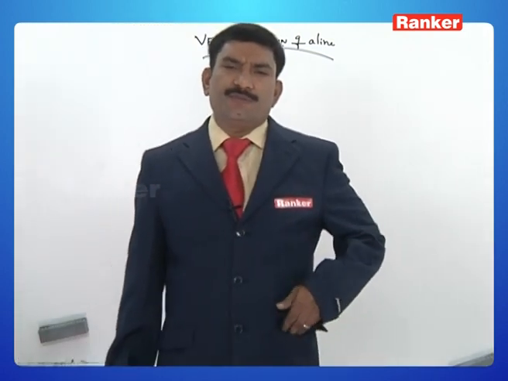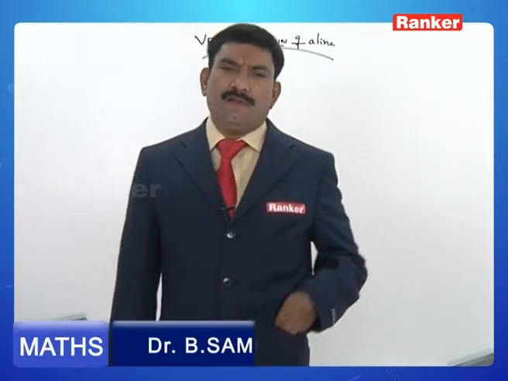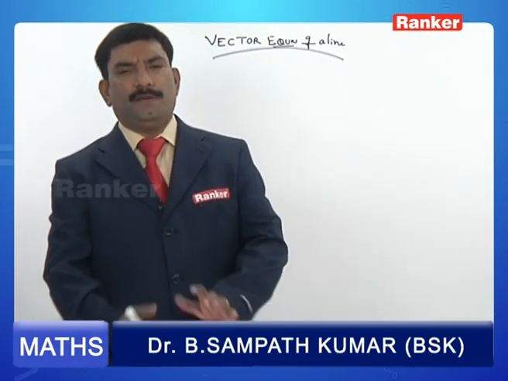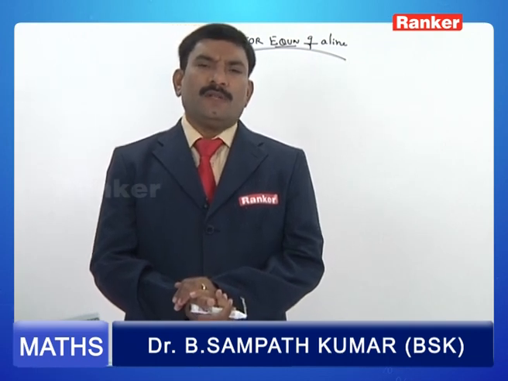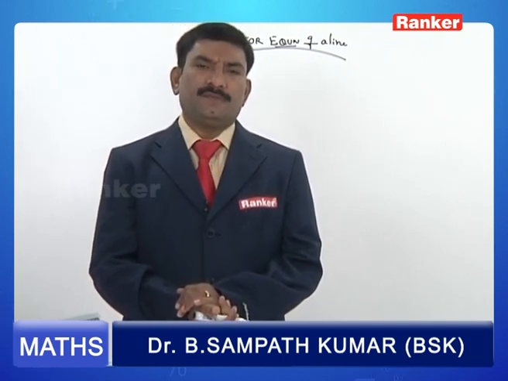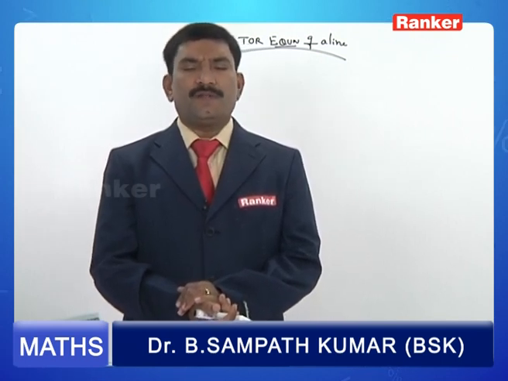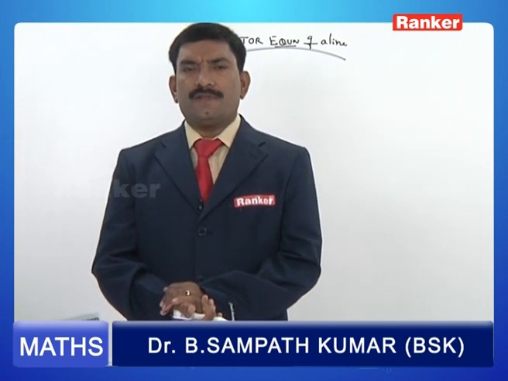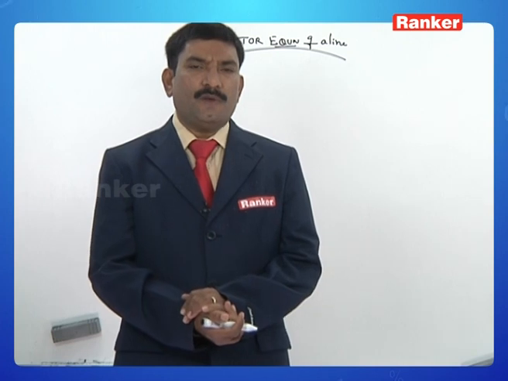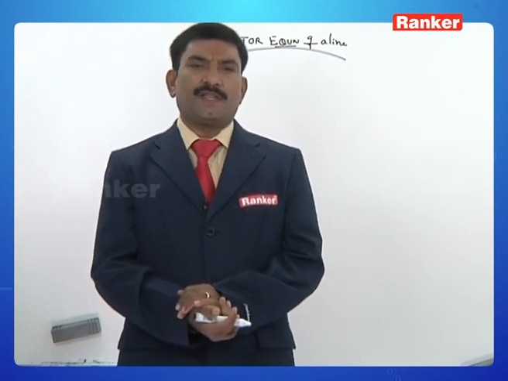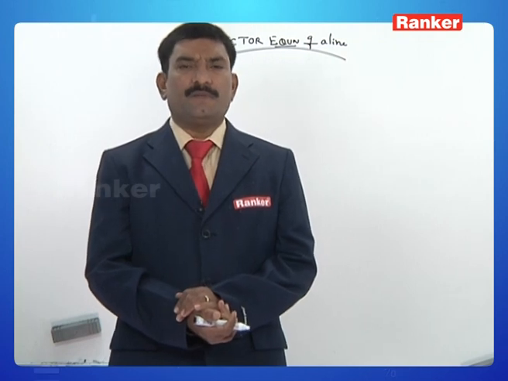Students, let us discuss today the types of vector equation of a line and a plane. First of all, there are two types of vector equation of lines. One is the vector equation of a line passing through one point and parallel to one vector, which is given by R bar is equal to A bar plus S B bar.